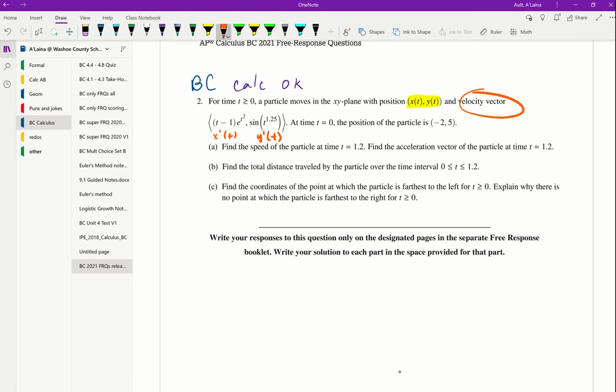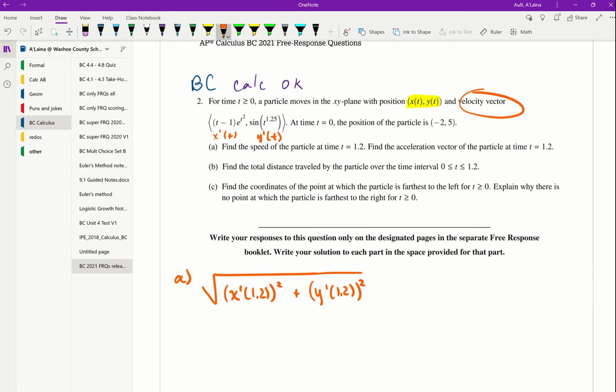So for part A, we want to find the speed. In AB, if something's moving along a straight line, speed is the absolute value of velocity. But if we're looking at moving both horizontally and vertically, then speed would be x prime, specifically at 1.2, quantity squared, plus y prime, specifically at 1.2, quantity squared, and then make sure you square root all of that.